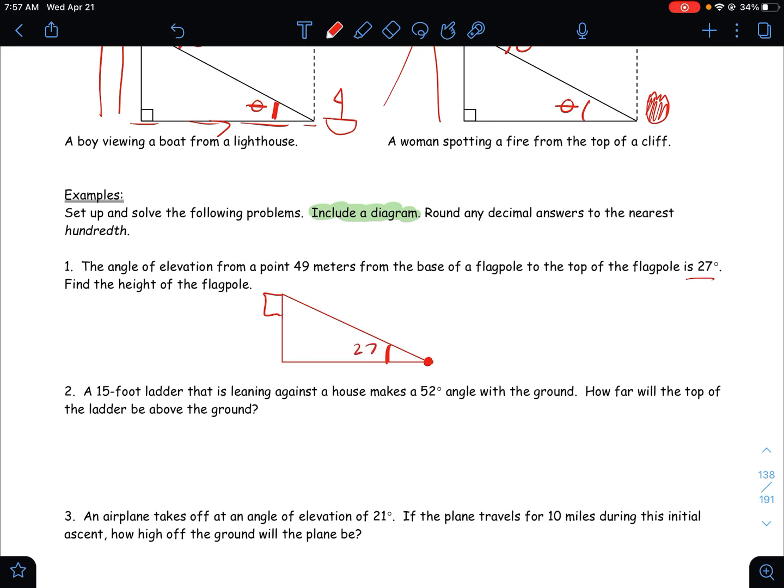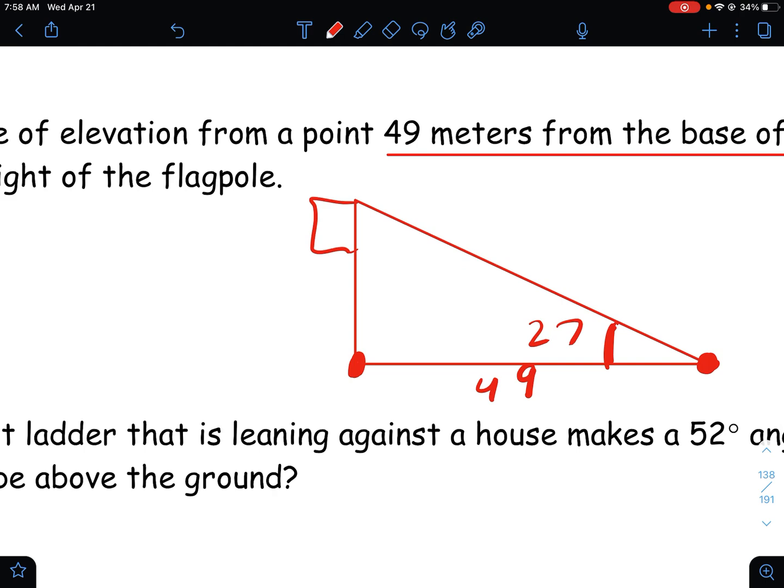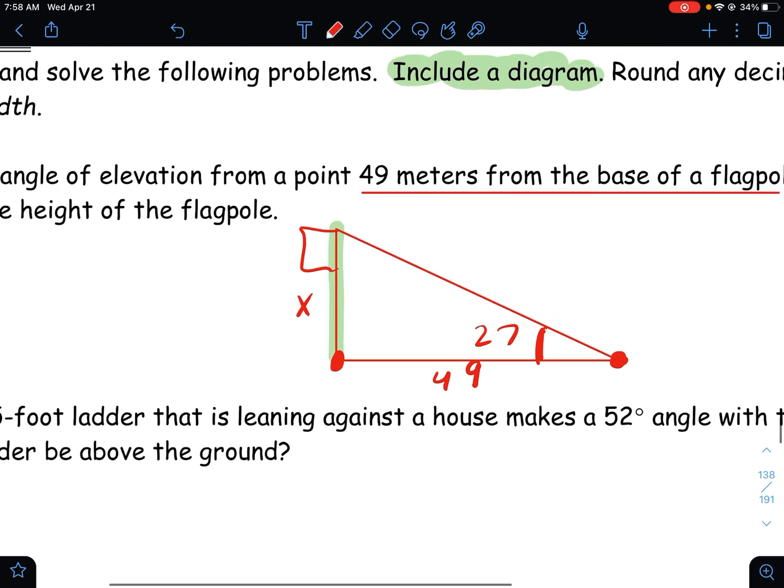All right. Then they tell us that this point is 49 meters from the base of the flagpole. The base always means the bottom. Think base, bottom. So the distance from the bottom to this point is going to be 49 meters. And they want to know the height of the flagpole. So the height of the flagpole is going to be this guy. That's going to be our unknown. We'll put our x there.